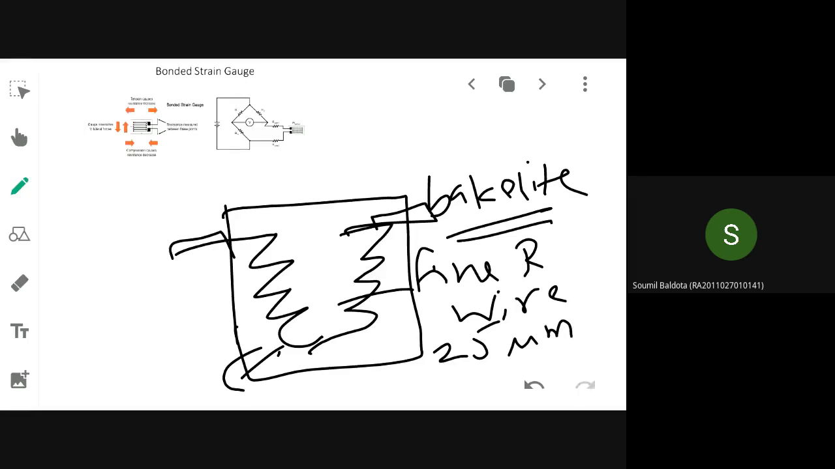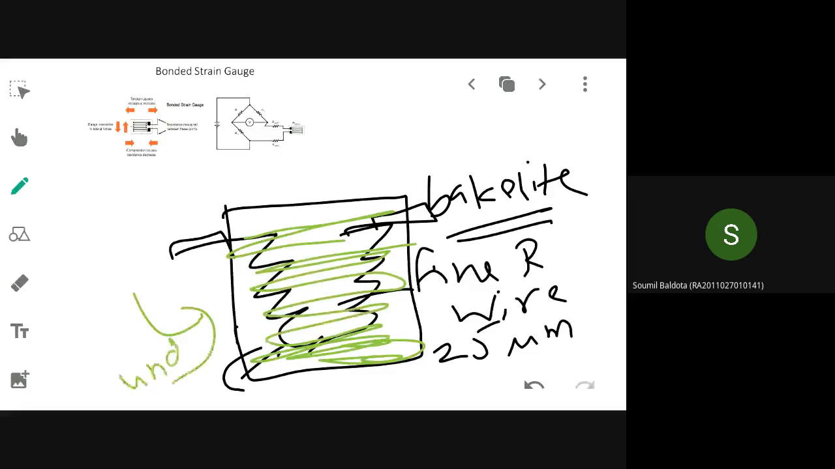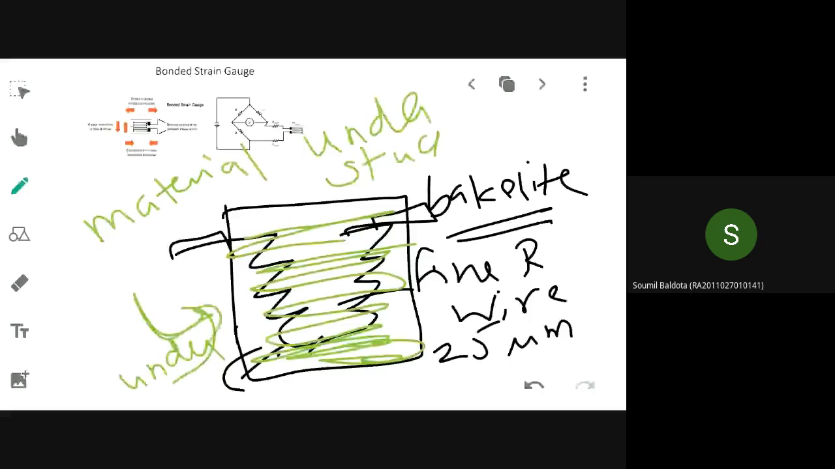Over it you will have some covering. Everything will be covered by some protective material so that the whole arrangement does not get mechanically damaged. And under it you will be keeping the material whose strain you want to study. With the help of an adhesive you will bond. Understood the constructional detail, why it is called a bonded strain gauge, yes or no?